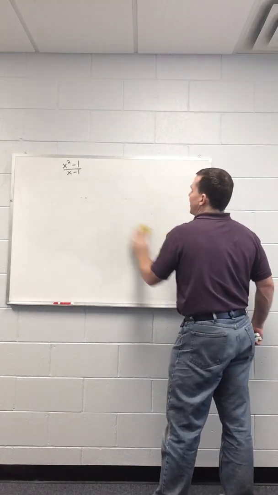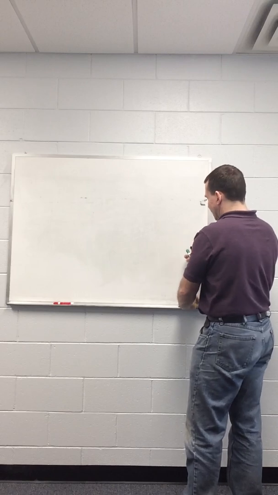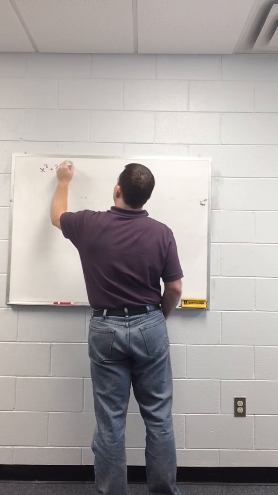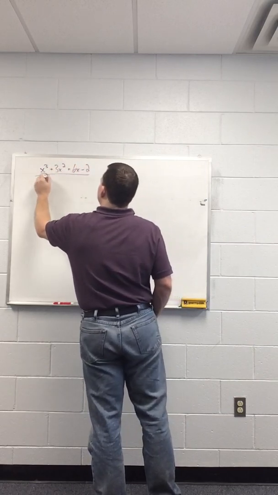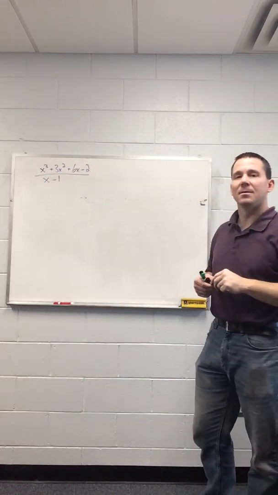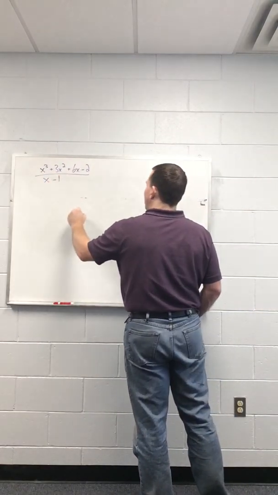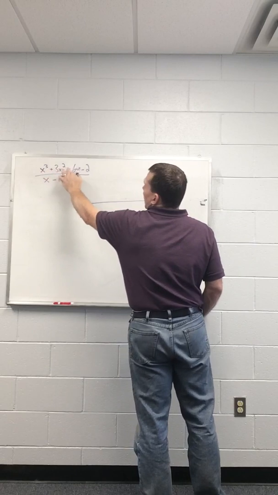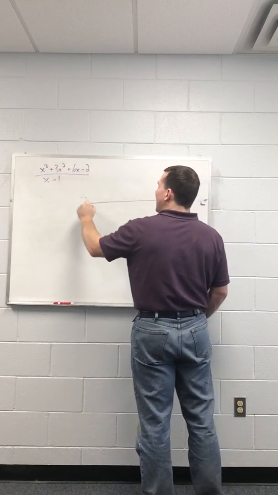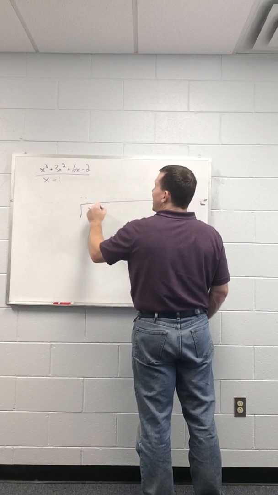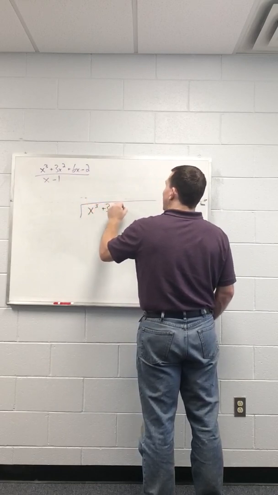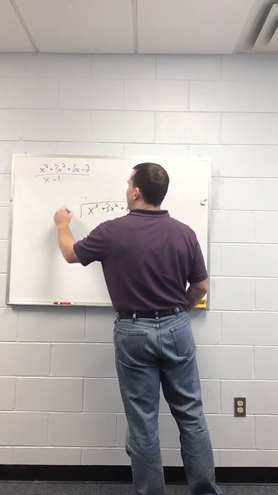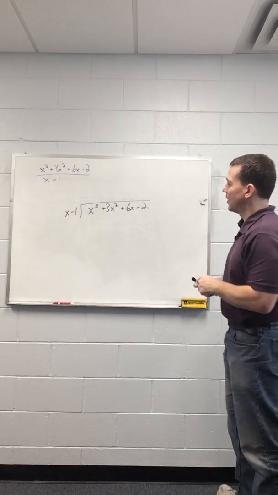So let's see if we can have a little bit more fun with it. Suppose we have x cubed plus 3x squared plus 6x minus 2 divided by x minus 1. I want to do my division, so start on the inside. I check cubic, quadratic, linear, constant. All the powers of x from 3 down are there, so I don't need any placeholders. X cubed plus 3x squared plus 6x minus 2. And I'm dividing by x minus 1. Now, I just run through the process.